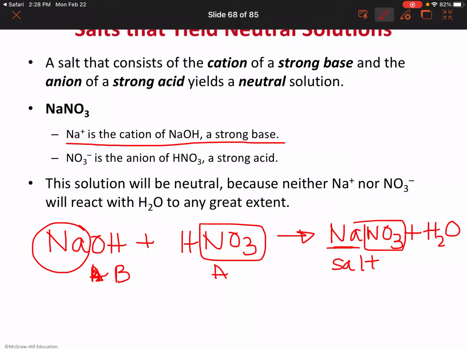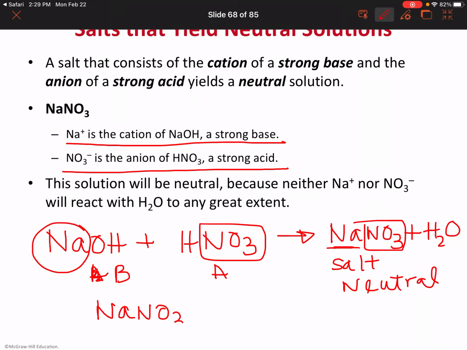Sodium is a cation of a strong base. Nitrate is the anion of the strong acid, nitric acid. So it forms sodium nitrate and this solution is neutral because sodium nitrate dissociates to give you sodium ions and nitrate ions. And the sodium and nitrate ions do not react with water again to give you sodium hydroxide or nitric acid. So the solution will remain neutral. Okay.